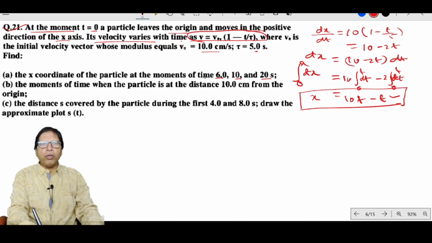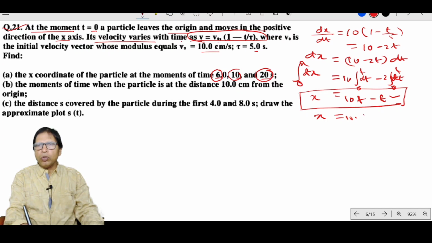Now we have to calculate the x coordinate of the particle at t equal to 6 second, t equal to 10 second and t equal to 20 second. Now if you put t equal to 6 second, you get 10 into 6 minus 6 square. So this is 60 minus 36, so this is 24 centimeter.